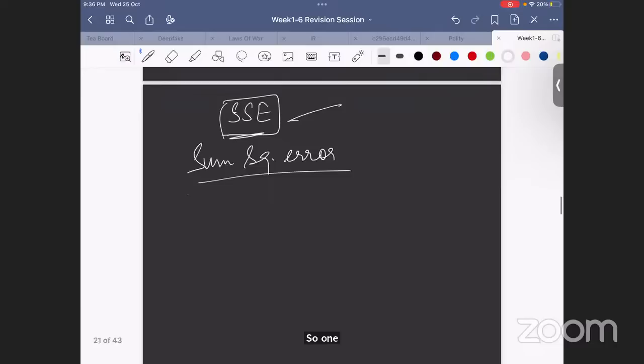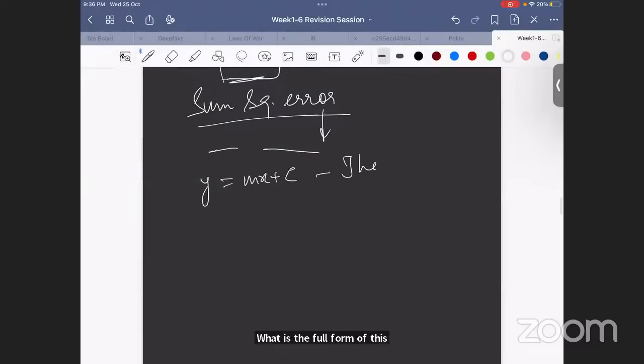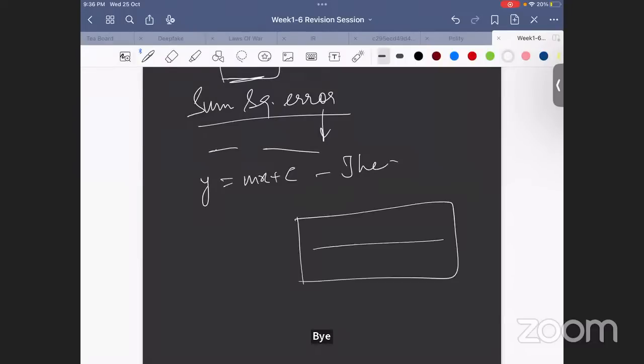So what do you do? First calculate the error, square it, and do the summation. This is what you do, right? You can be given some equations, y equals mx plus c. They'll tell you this is the theoretical equation that the given data should follow, and then your given data will also be given.